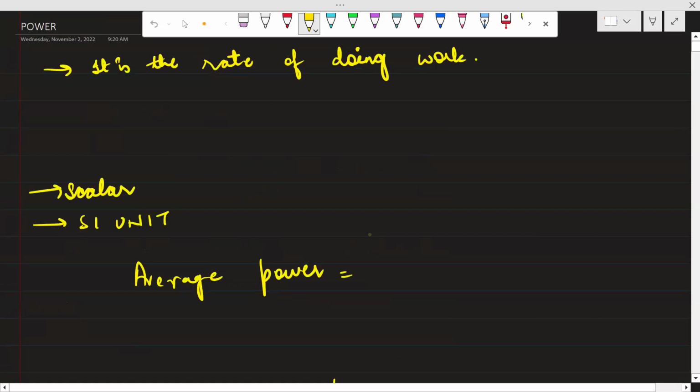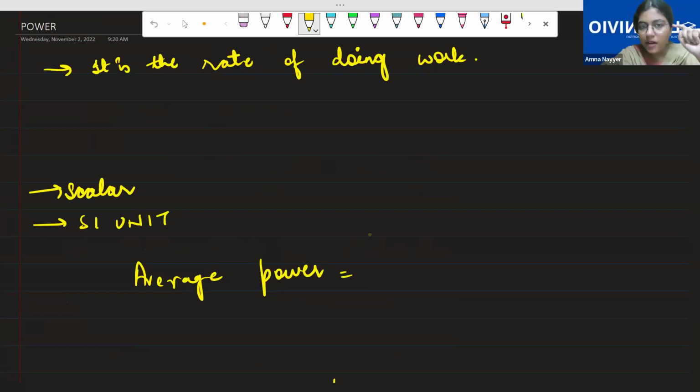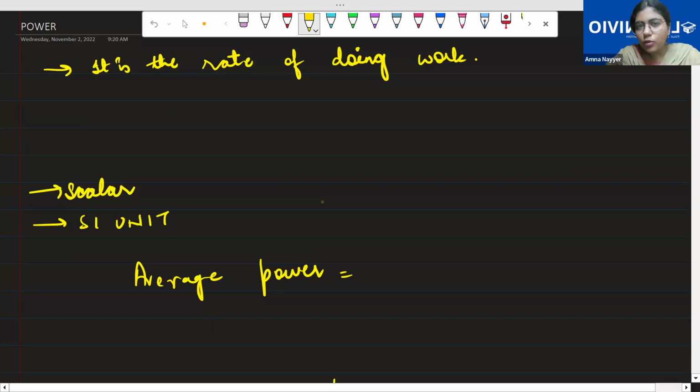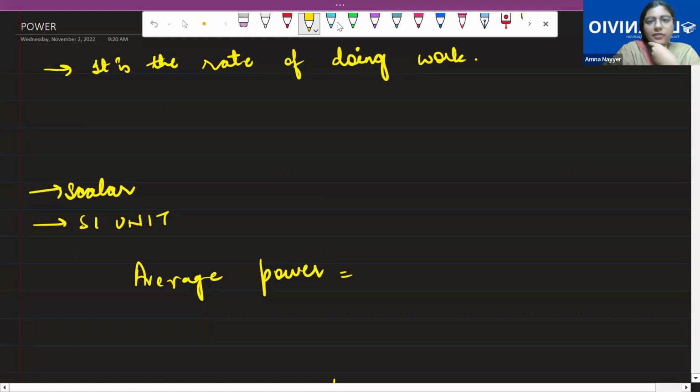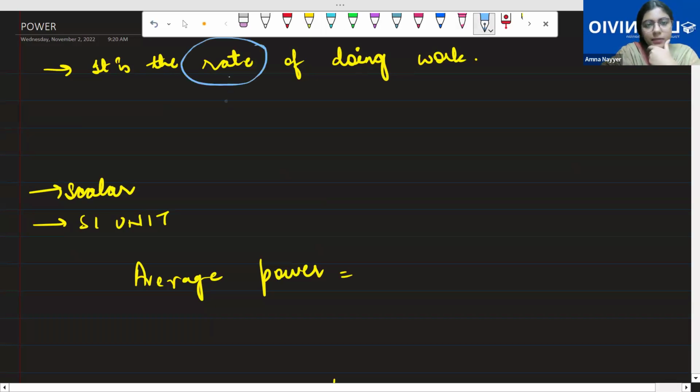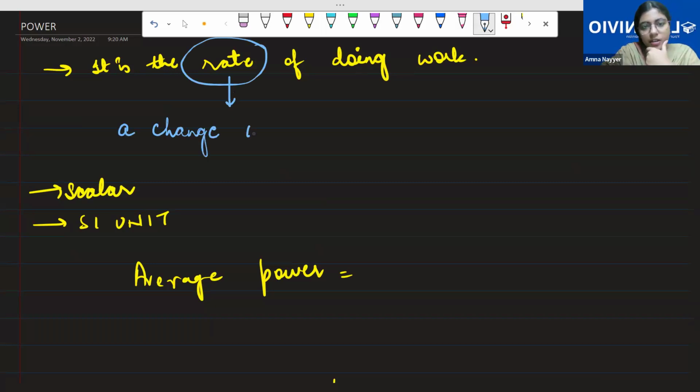Okay, see, now talking about the concept of power. So power is very easy. More importantly, you had to understand energy, and everything is related to your energy. Whenever you have the term rate, rate means something which changes with respect to time. Like we say rate of change of velocity is acceleration because it is velocity divided by time, or rate of change of displacement is velocity because it is displacement divided by time.